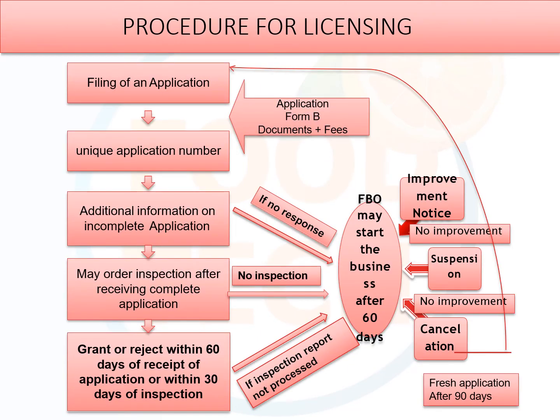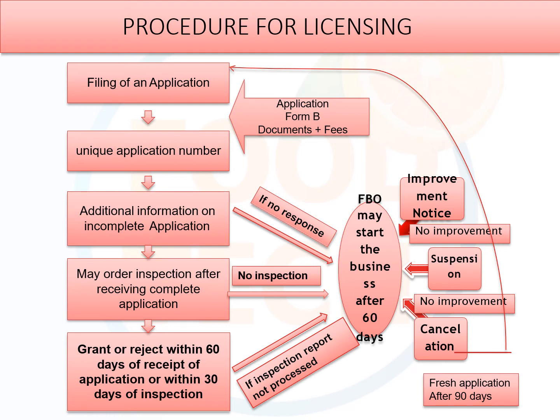And this is the procedure of license. We have to file an application, we get an application number, and then in case there is some lack of information, we should give that information, and then inspection is done, and then the license is either granted or rejected within a span of 60 days. If there is no response, the FBO should continue after 60 days, and if no inspection or the inspection report is not processed, he or she must continue the business after the expiry of 60 days.